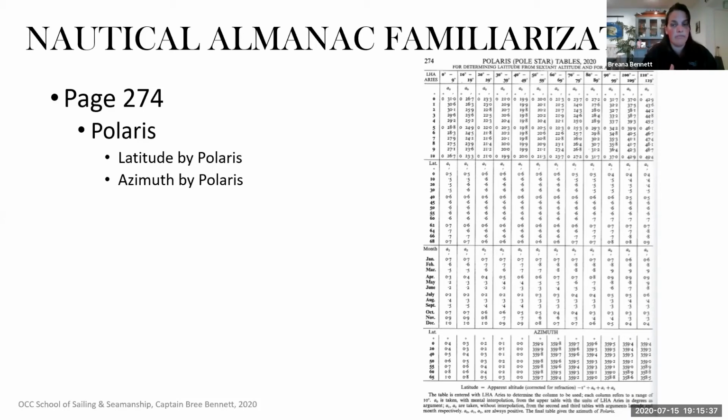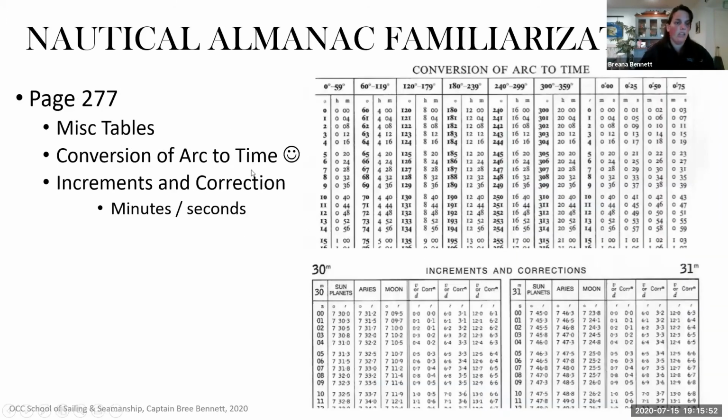But compasses aren't as prevalent in the recreational boat world, so we're going with position, not there. Maybe we'll do another class on that sometime. Okay, going to 277, we have our miscellaneous tables. Okay, my pages are off.